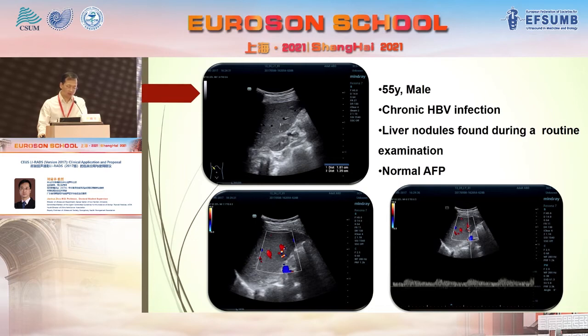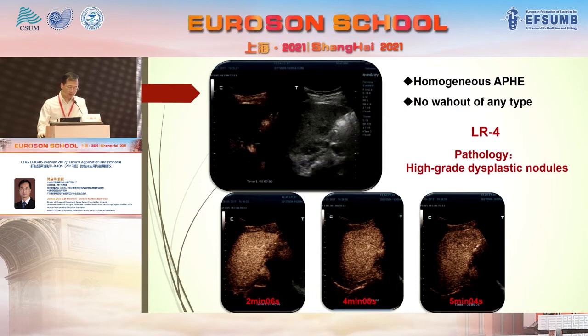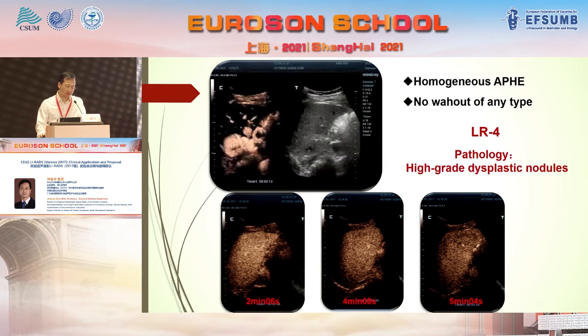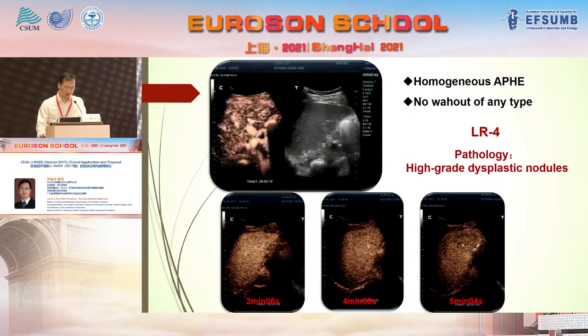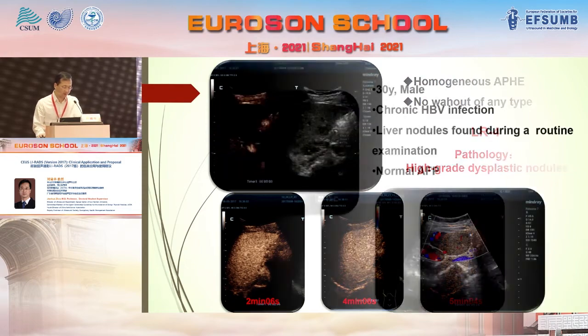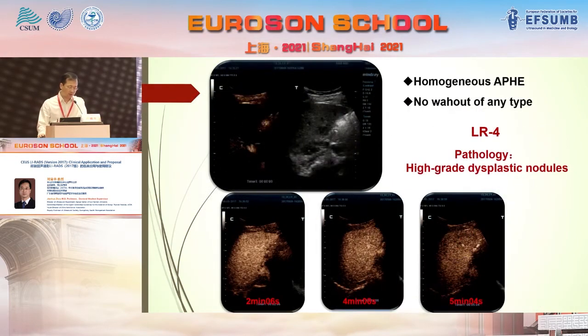Here is a 55-year-old male patient with chronic HBV infection. The hypoechoic lesion was found in segment 5. The lesion shows homogeneous hyperenhancement in the arterial phase, and no washout of any type could be detected until 5 minutes and 4 seconds. This lesion could be classified as LR-4, and it's pathologically confirmed to be a high-grade dysplastic nodule.